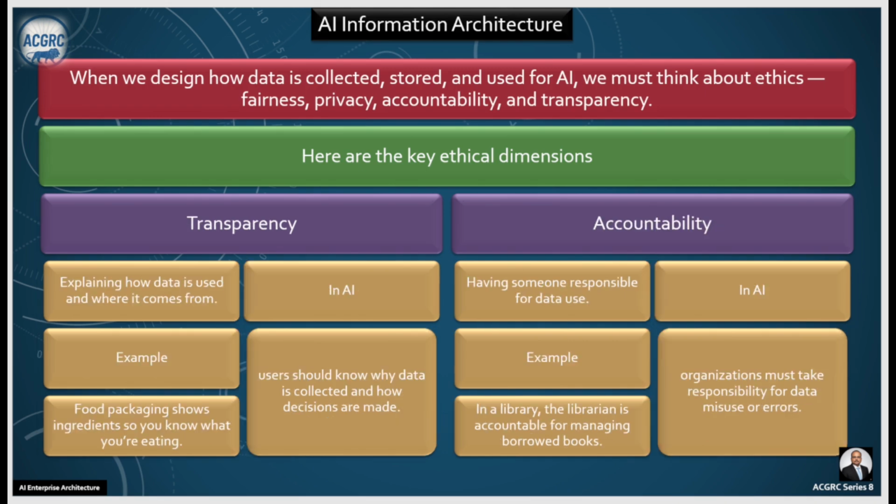From a transparency perspective, it's about explaining how the data is used and where it has come from. Example, food packaging shows the ingredients, so you know what you are eating. Similarly, in AI, users should know why the data is collected and how the decisions are made. Now that's transparency aspect.